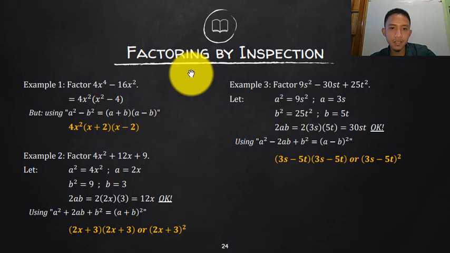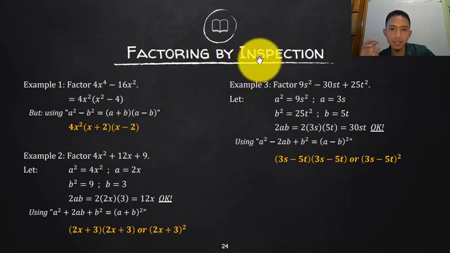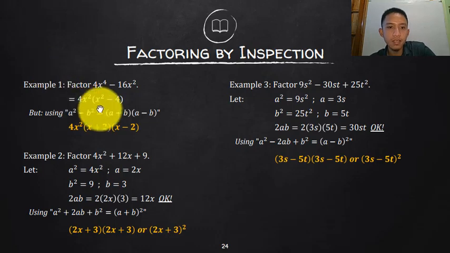So first is factoring by inspection. If you say inspection, that is when, by merely looking at the problem, you can decide if that is a perfect square or a sum and difference, or you can just see the similarity there and bring that outside. So by inspection, all you need to do is inspect.